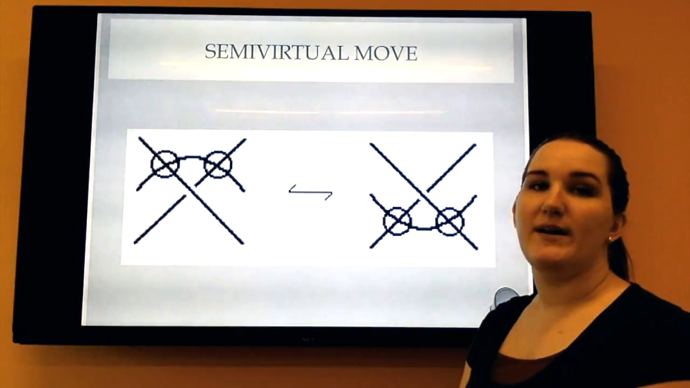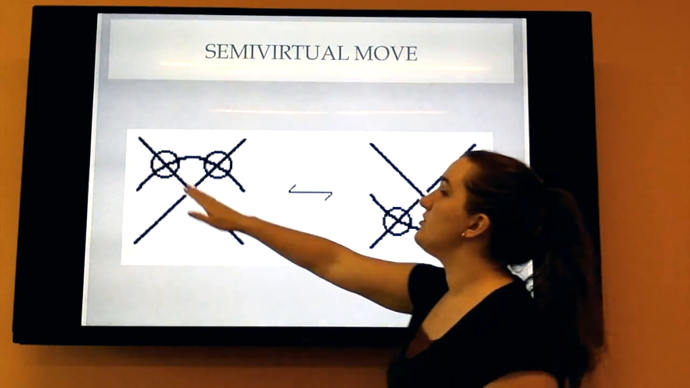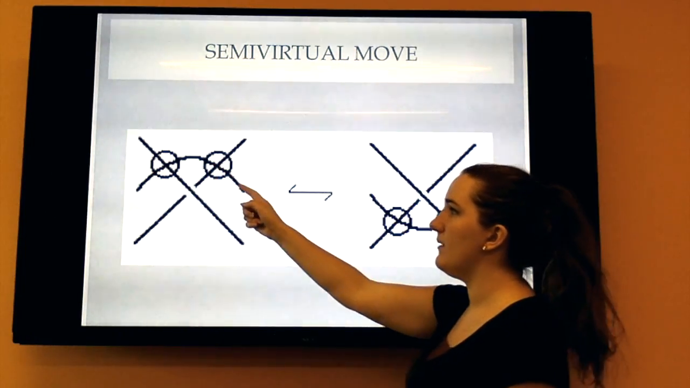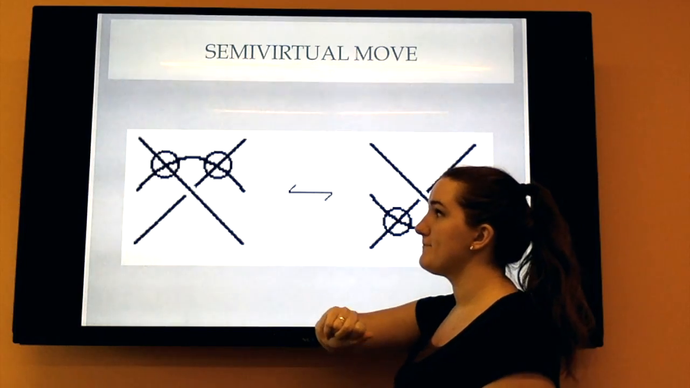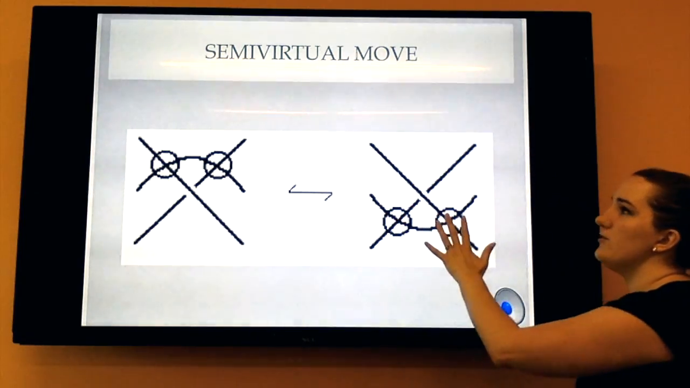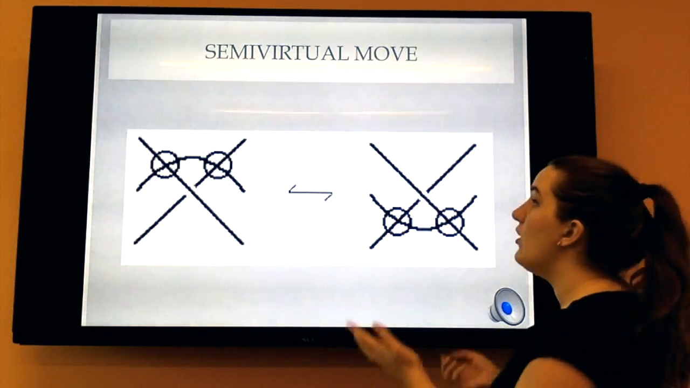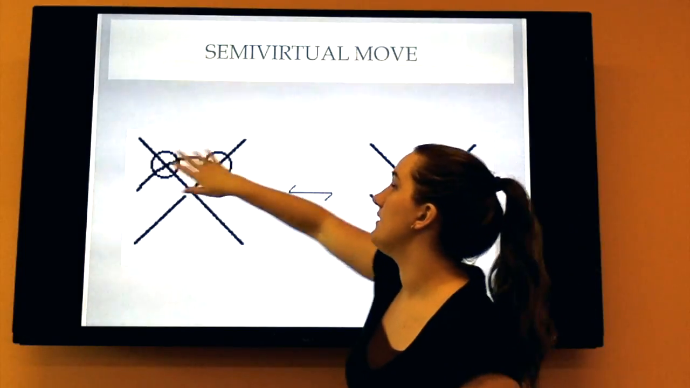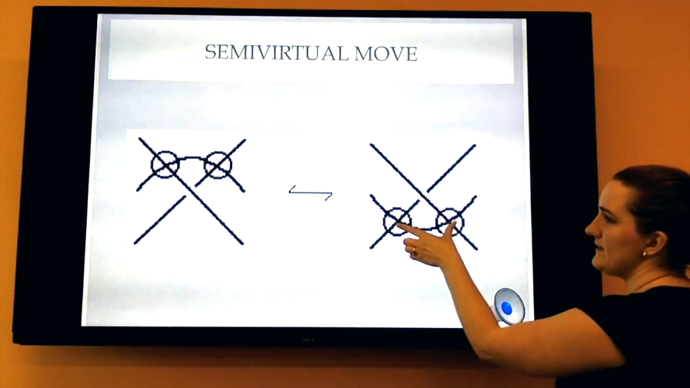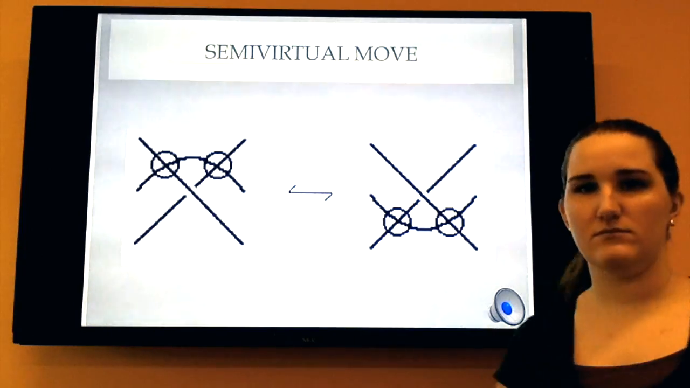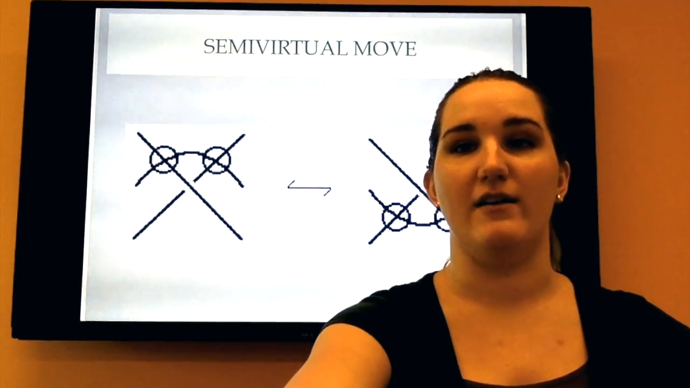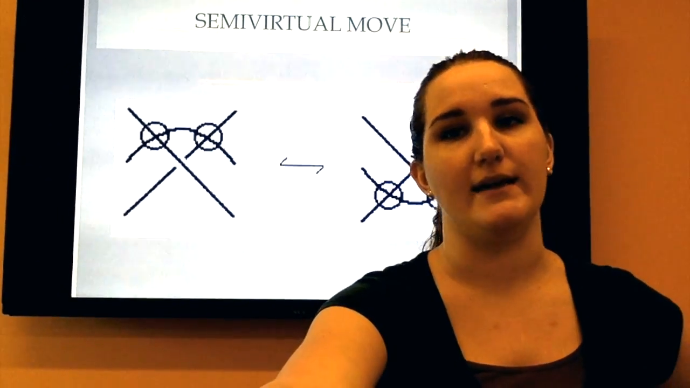Another new move that we are going to get is a semi-virtual move. Our semi-virtual move has some classical crossings and some virtual crossings. In fact, we have one classical and then two virtual. And then when we do what looks like a Reidemeister 3 move, we have to move the one that is up here down to over here. So those two virtual crossings move down to here. The semi-virtual move is a version of a detour move, which we are going to see in the next slide.